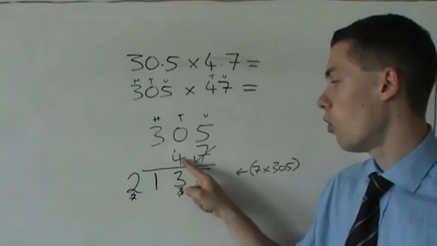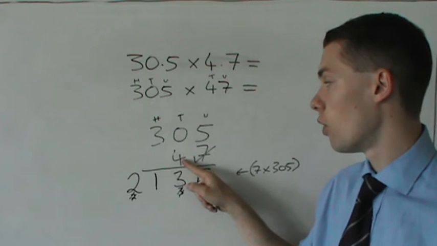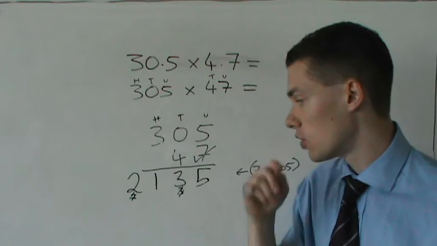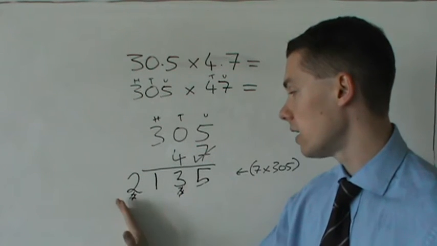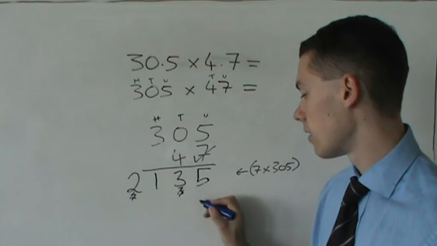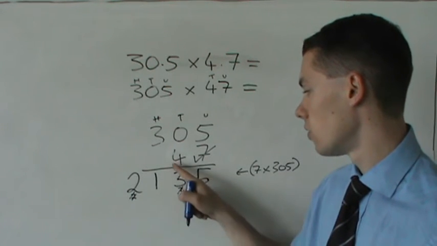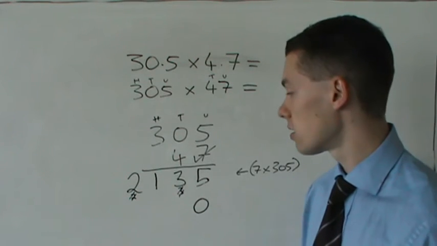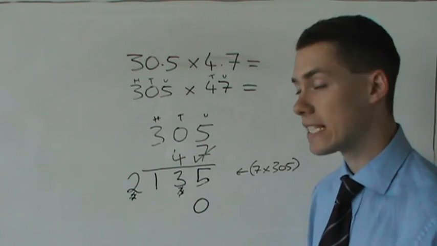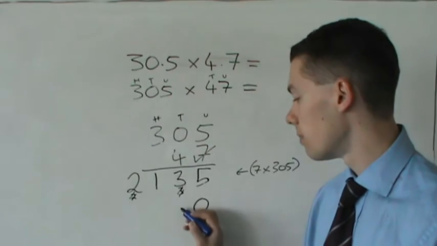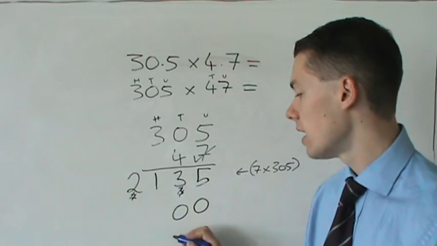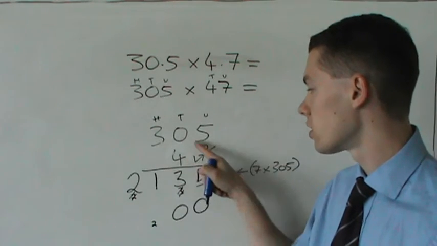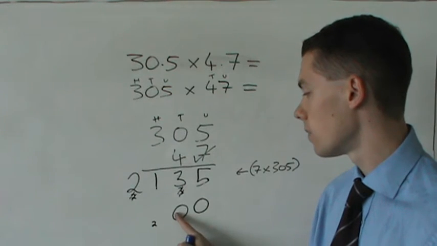Next we have our 4. But as you can see, it's not actually a 4, it's a 40. It's in the tens column. So to make sure my answer all lines up correctly, I'm going to put a 0 down here. So again, we go digit by digit. 4 times 5 is 20. So I put my units, my 0, below, and I put my tens next door.